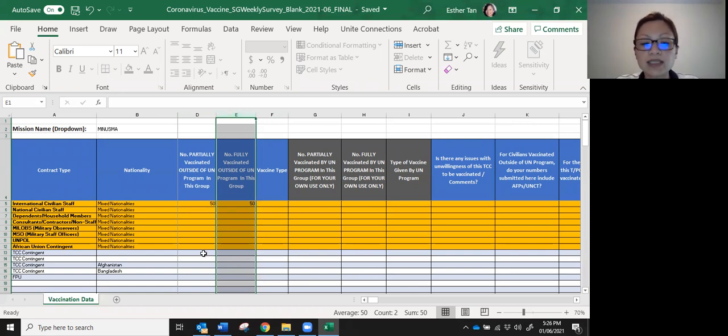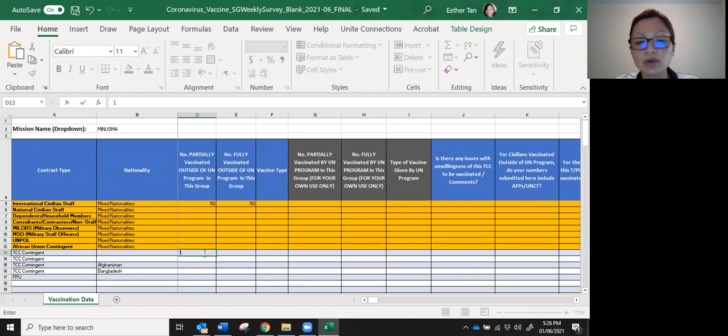So for example, let's say one week, in your contingent, you have 100 people that were partially vaccinated and another 100 that were fully vaccinated, but maybe in the next week, half of this group already got the 2nd dose. Then you want to change this to fewer people because 50 of them got fully vaccinated, and then you want to add the 50 to here. So just be aware of this part here.